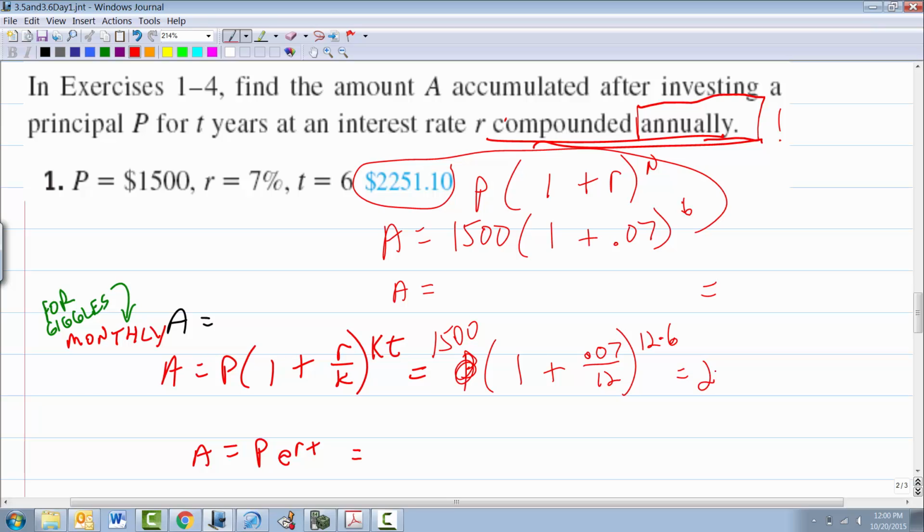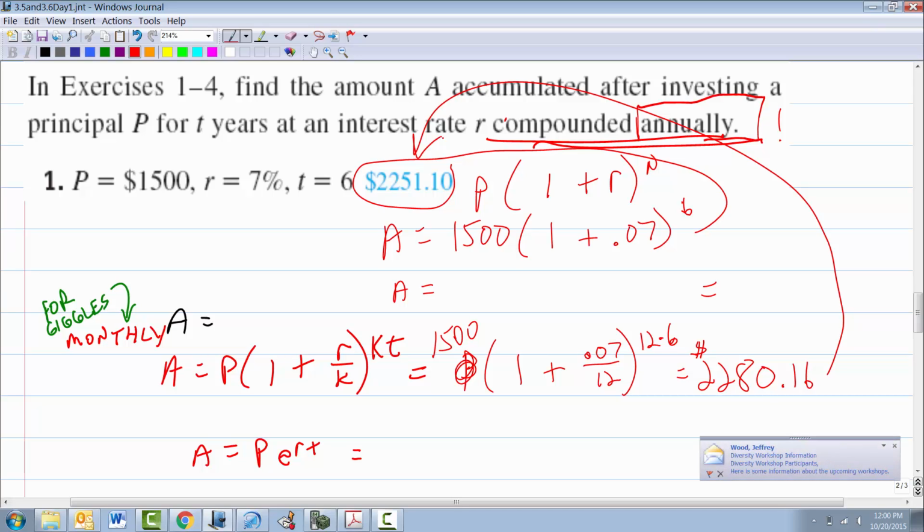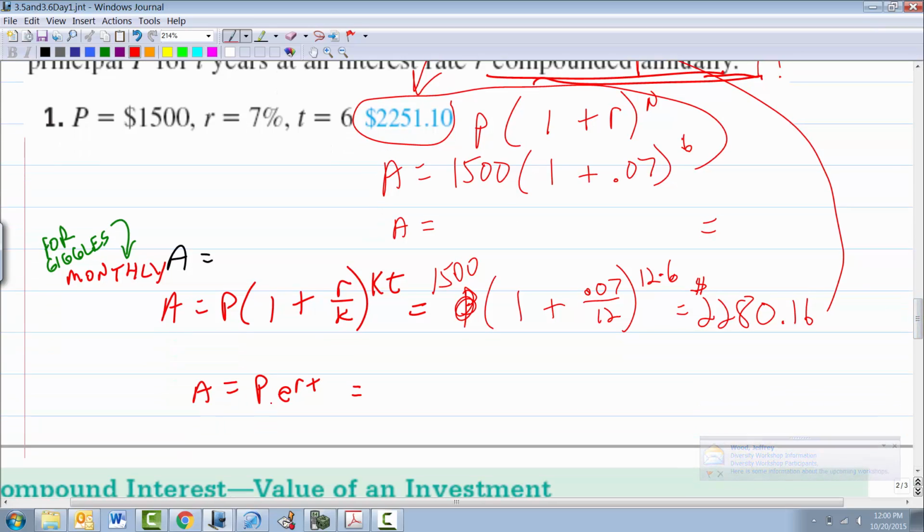2280.16, which is only approximately how many dollars different than just annually? Not even 30, right? So over 6 years, that's not significant, but it is something. Now you might think, what if I did it continuously? So if I'm getting interest payments every millisecond, it's better than that, I should get like $3,000 or maybe $5,000. Well, you're wrong.